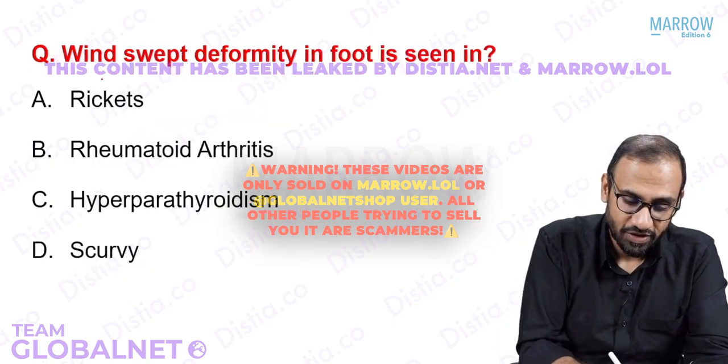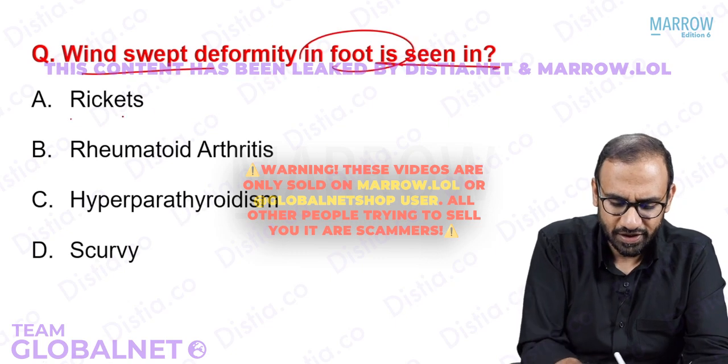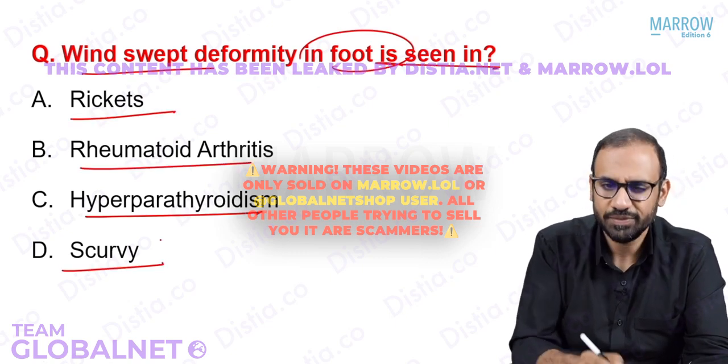Okay, next question. Windswept deformity of foot is seen in rickets, rheumatoid arthritis, hyperparathyroidism, scurvy.